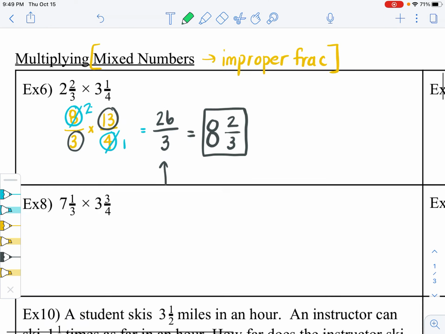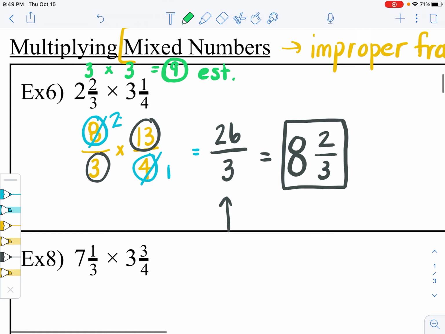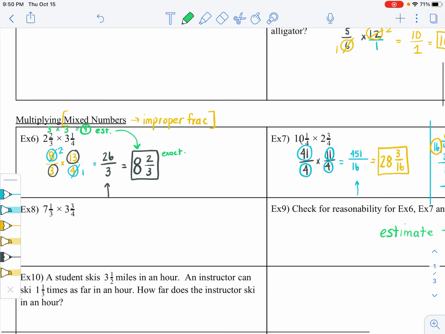So for number 6, we have 2 and 2/3. Since 2/3 is more than half, 2 and 2/3 is closer to 3 than it is to 2. And 3 and 1/4, since 1/4 is less than half, 3 and 1/4 is closer to 3 than it is to 4. And I know 3 times 3 is 9. So our estimation is 9, and our exact is 8 and 2/3. So I know those answers are pretty close. So that seems pretty reasonable.